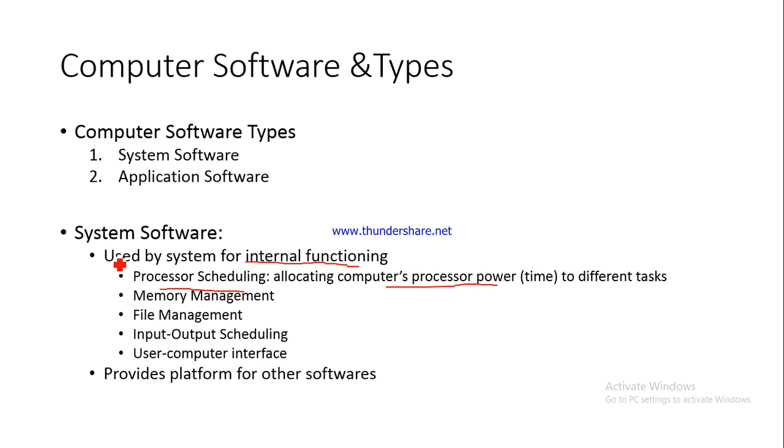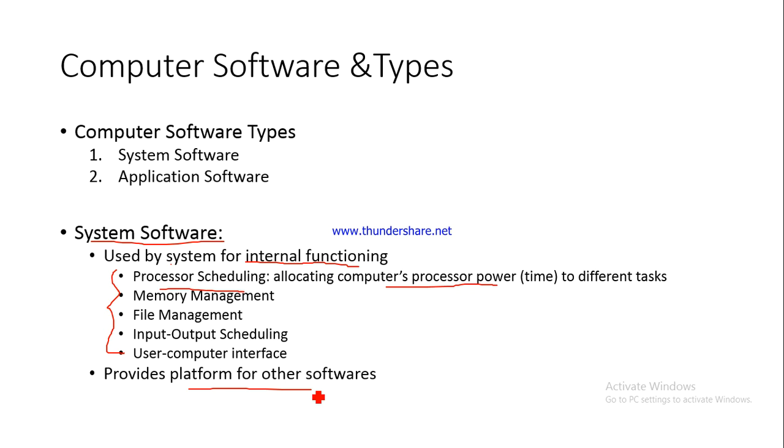Right, so all these things are part of the internal functioning of the computer, and they are actually managed by the system software. So system software is used by the computer system. What do we mean by system here? We mean the computer system, right, for internal functioning. So system software does all these things, and thus it helps manage the internal functioning of the computer system. Again, it provides a platform for other softwares.